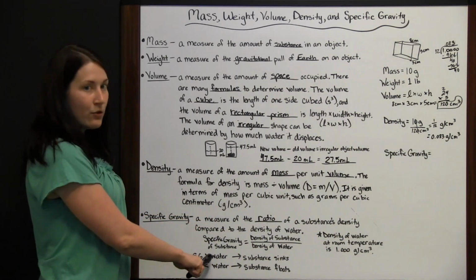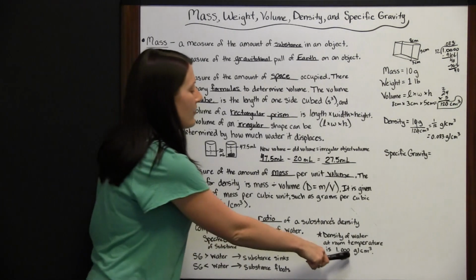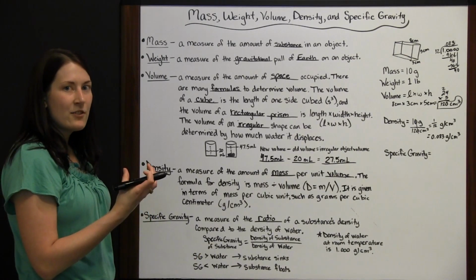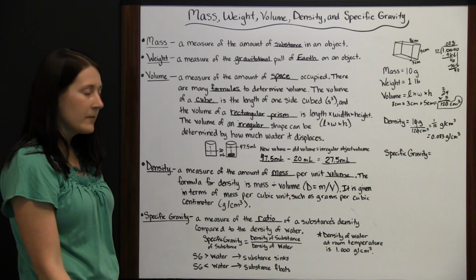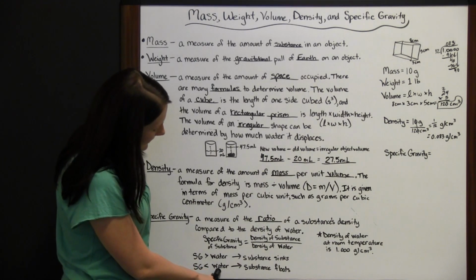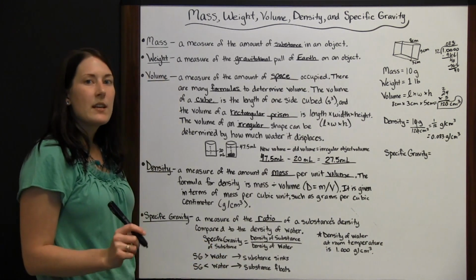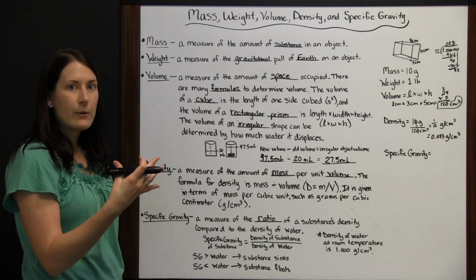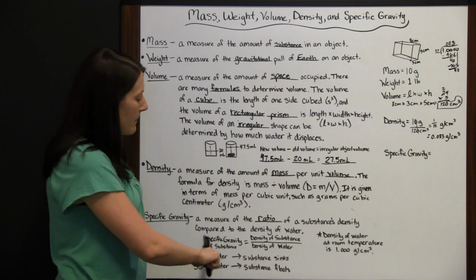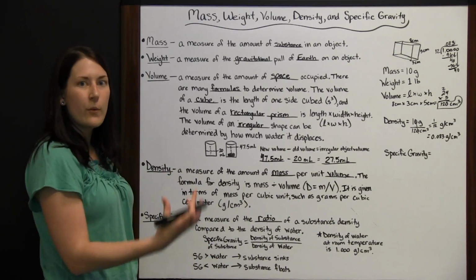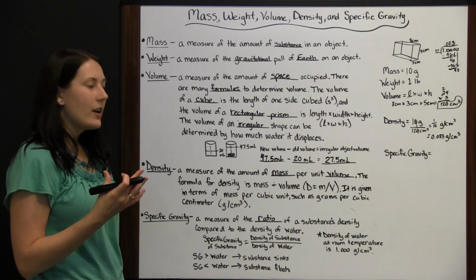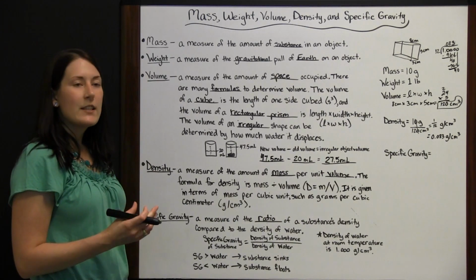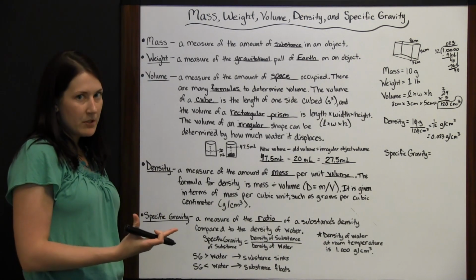Now, if your specific gravity is greater than that of water, so it's greater than 1 gram per centimeter cubed, then your substance is going to sink. It is denser than water, so it's going to sink below the water. If your specific gravity is less than water, then your substance will float. It is less dense than the water, so it's going to float. For instance, if you put a penny in water, it's going to sink because it has a higher specific gravity than water. But a piece of wood is usually going to float because it has a lower specific gravity than water.